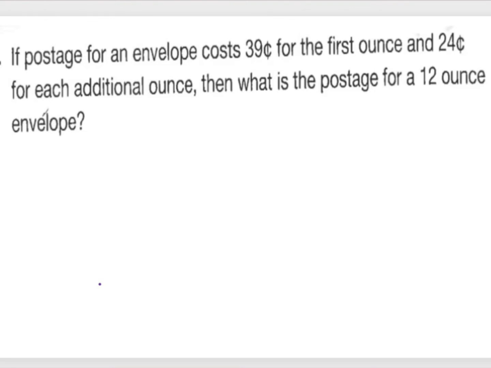If postage for an envelope costs 39 cents for the first ounce and 24 cents for each additional ounce, then what is the postage for a 12-ounce envelope? So we have 39 cents for the first ounce and 24 cents for each additional ounce. Remember, the first ounce has been paid for by the 39 cents, and then each additional ounce after that is 24 cents times the 11 additional ounces.